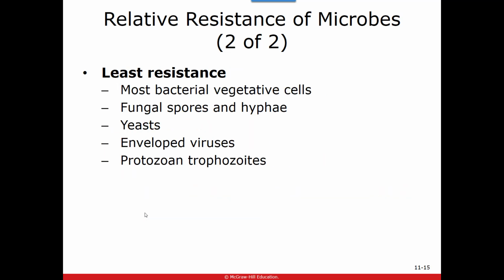The least resistant, meaning these are the easiest to kill, are most bacteria vegetative cells, meaning they're undergoing reproduction, fungal spores, yeast, envelope viruses, and various protozoans. So they're easier to kill, so they usually require not quite as strong of a disinfectant.